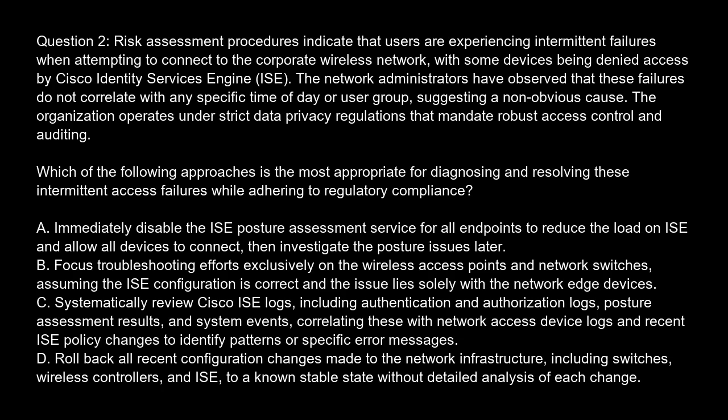Option B. Focus troubleshooting efforts exclusively on the wireless access points and network switches, assuming the ISE configuration is correct and the issue lies solely with the network edge devices. Option C. Systematically review Cisco ISE logs, including authentication and authorization logs, posture assessment results, and system events, correlating these with network access device logs and recent ISE policy changes to identify patterns or specific error messages. Option D. Roll back all recent configuration changes made to the network infrastructure, including switches, wireless controllers, and ISE, to a known stable state without detailed analysis of each change.